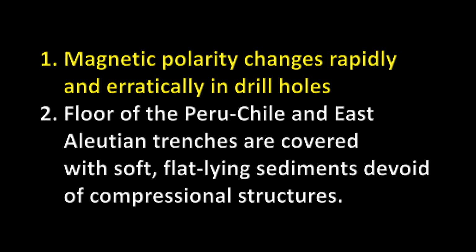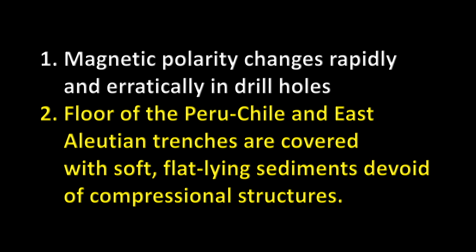The magnetic polarity changes rapidly and erratically in drill holes. If tectonics is a slow thing, you shouldn't see evidence in our past history that the magnetic fields have changed rapidly. But when they drill holes down in the crust, they can see evidence of very rapidly changing magnetic fields. You wouldn't expect that from a uniformitarian concept.